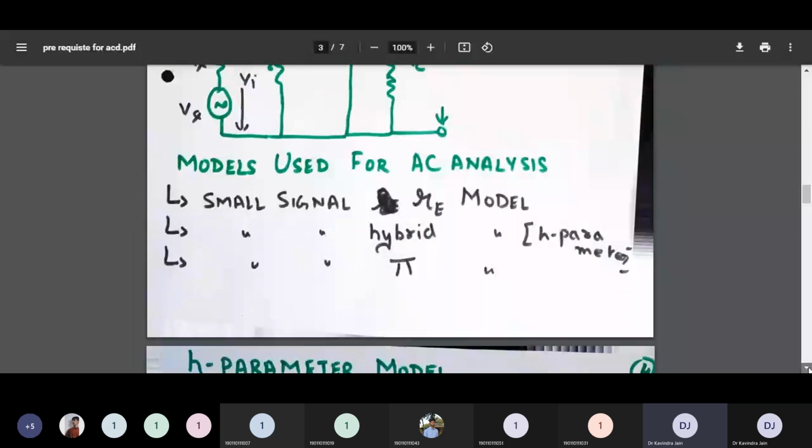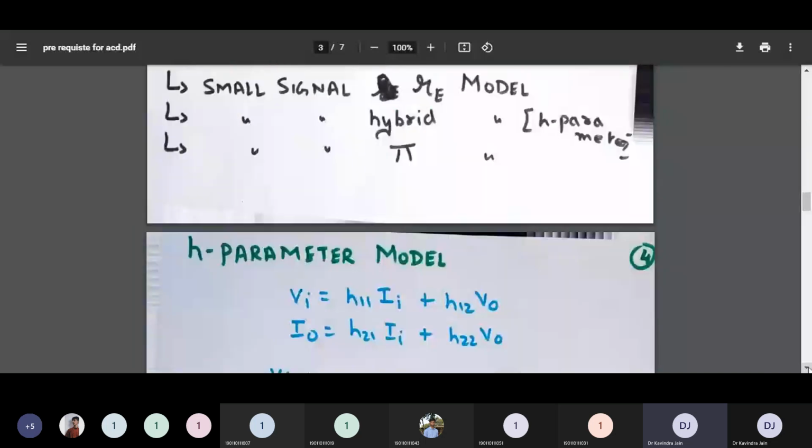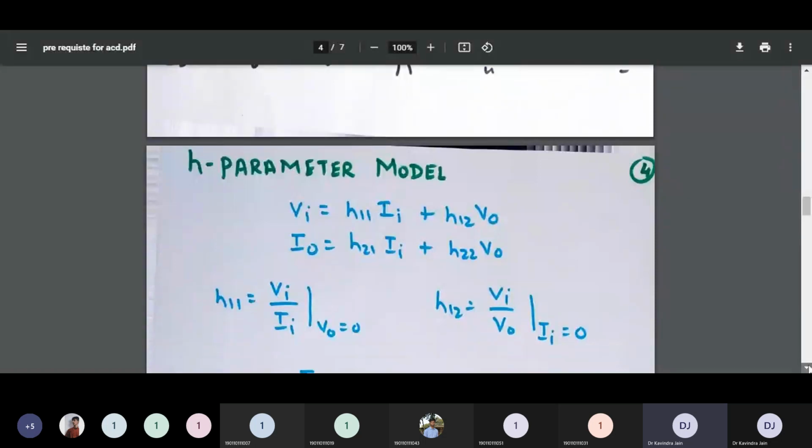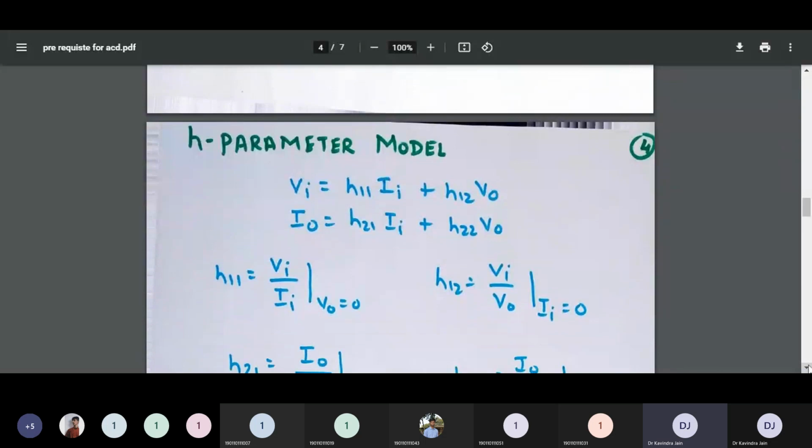Now moving on with H parameter model, these were the two very basic equations about H parameters. That is, Vi is equal to H11 Ii plus H12 Vo. Io is equal to H21 Ii plus H22 Vo. We know that Vi is input voltage, Ii is input current, Vo is output voltage, and Io is output current. The four hybrid parameters are H11, H12, H21, and H22.